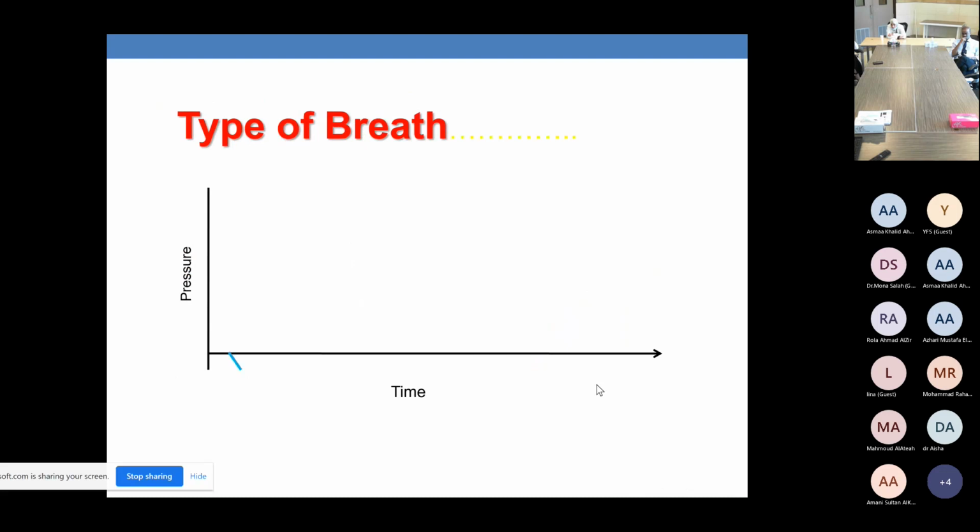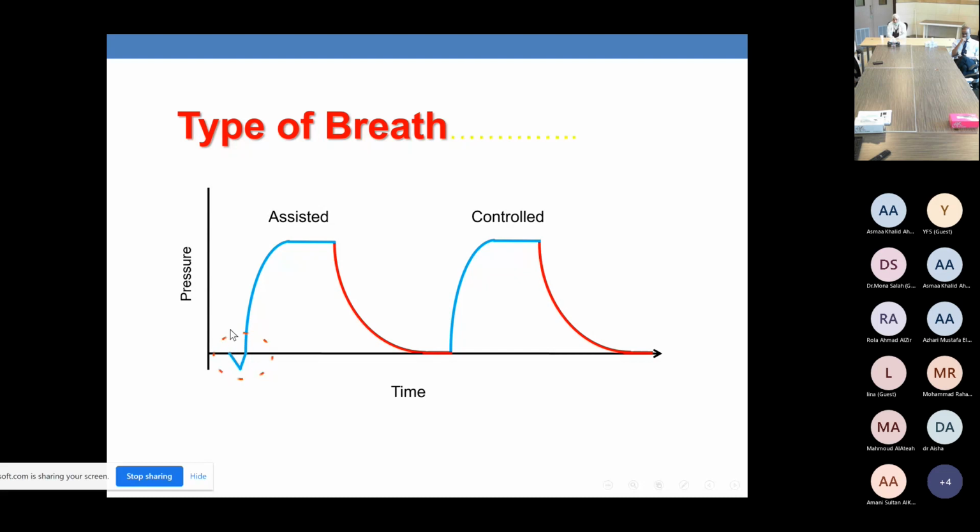So these are the types of breath. We said it is either controlled or assisted. So with assist, there will be some negative pressure, if this is pressure trigger or flow trigger, which we use in the neonate. So assisted, and then it will start. In our ventilator, you will see a small lung, which means that this is triggered by the baby.